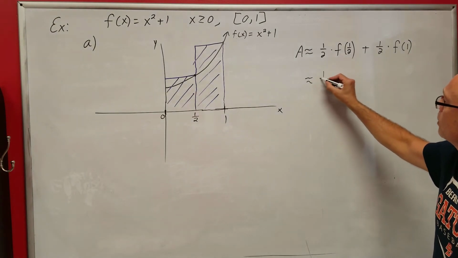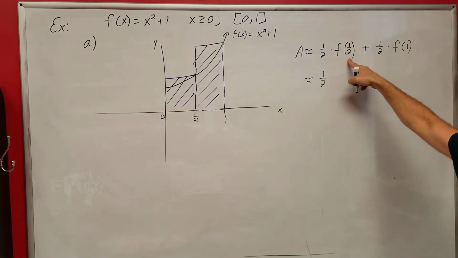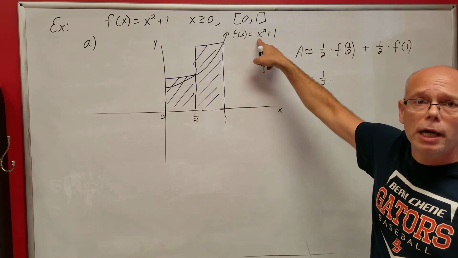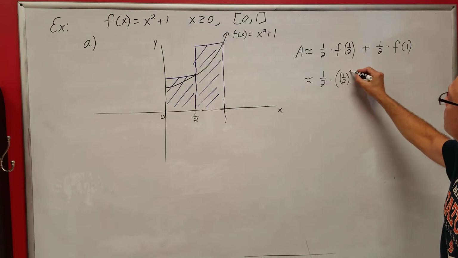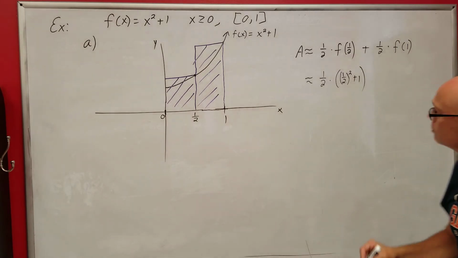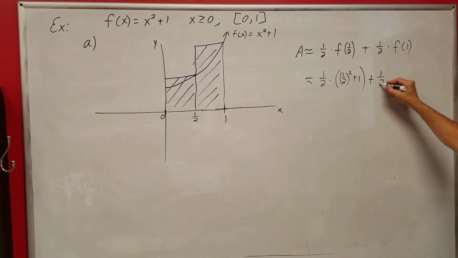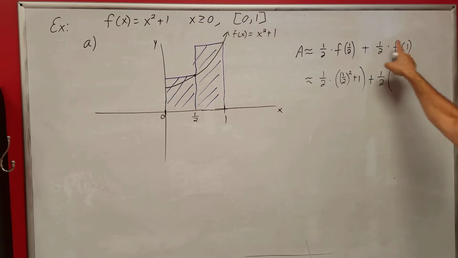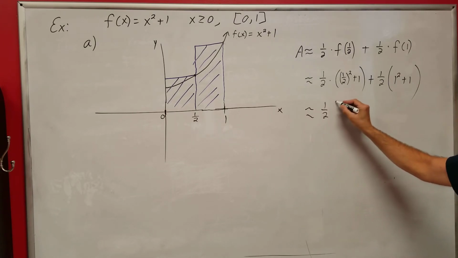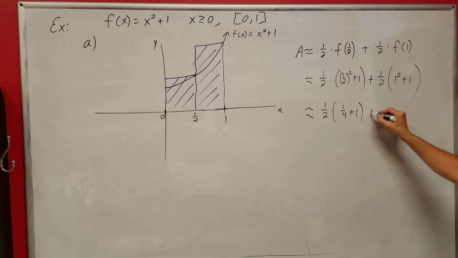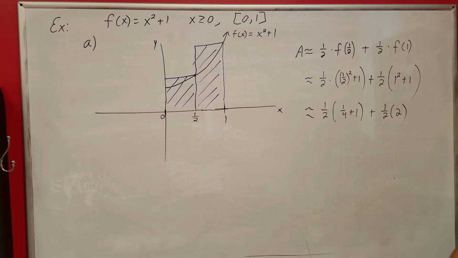So that's approximately 1/2 times, what's f at 1/2? We'll just evaluate f at 1/2. So 1/2 squared plus 1, plus this 1/2 times f evaluated at 1. So 1 squared plus 1. And just do the math here, okay? So that's 1/2 times 1/4 plus 1, plus 1/2 times 2. And what does that give me? 5/4. 5/4 times 1/2 is what? 5/8.